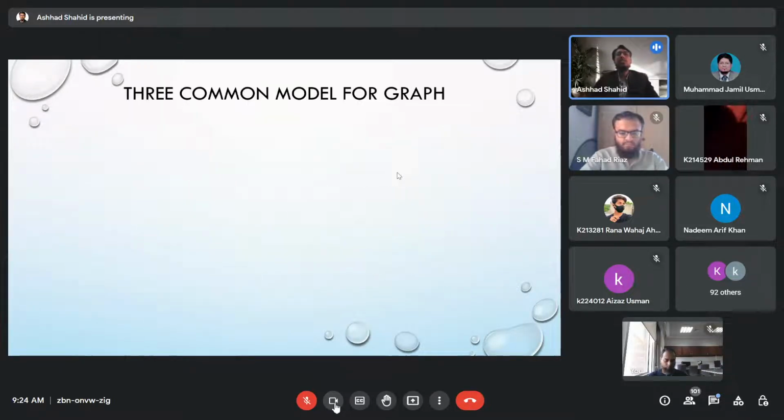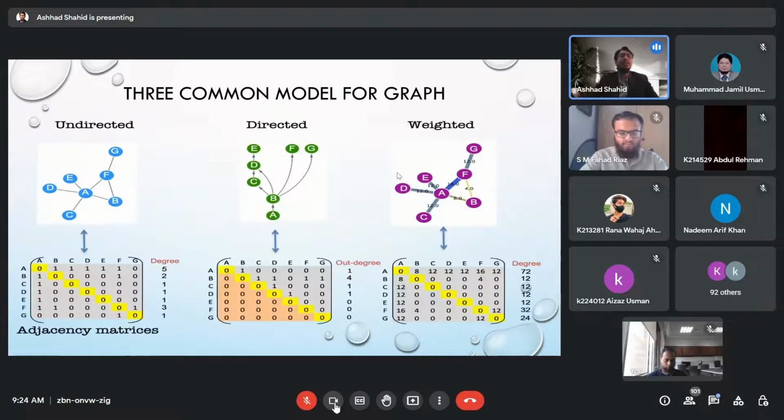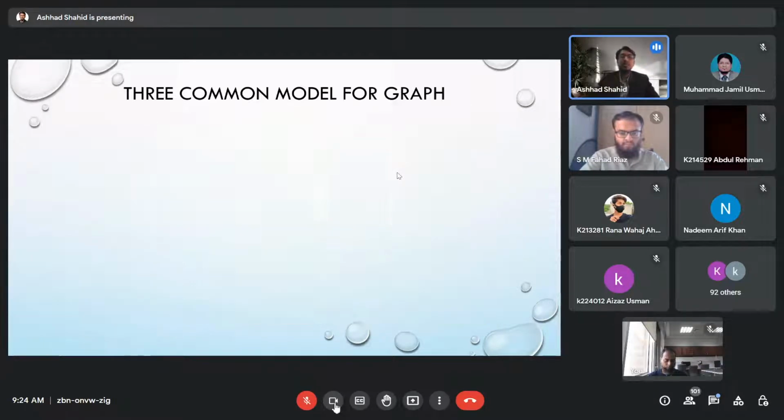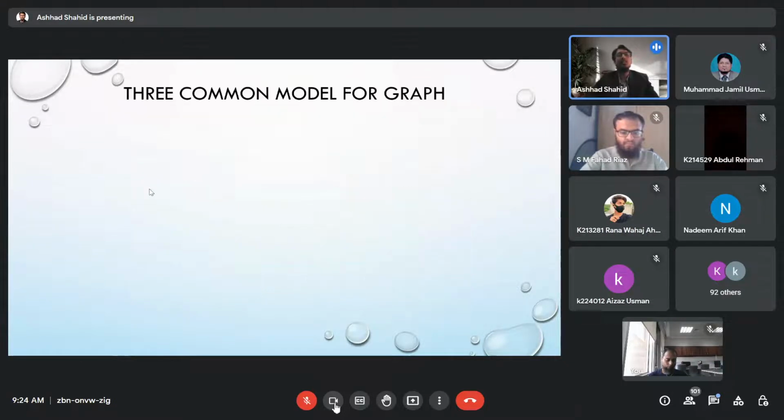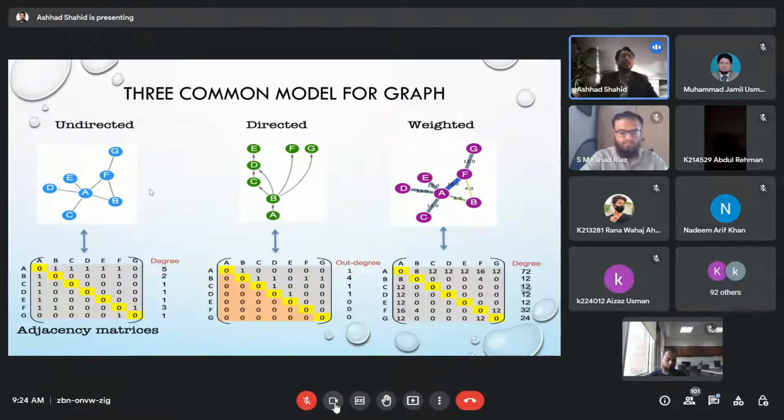So the three common models for our graphs are undirected. As we see here, this is an undirected graph. In an undirected graph, we can go from A to B or we can go from B to A. We haven't described any direction here. This sort of graph is known as an undirected graph.